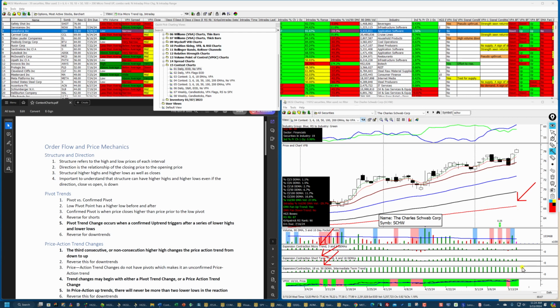In addition, I have the volume point of control. You can see on this black bar right here, it dipped down, and the 3 went below the 6 too, but it recovered the next day. It found support at the 18-day exponential moving average.